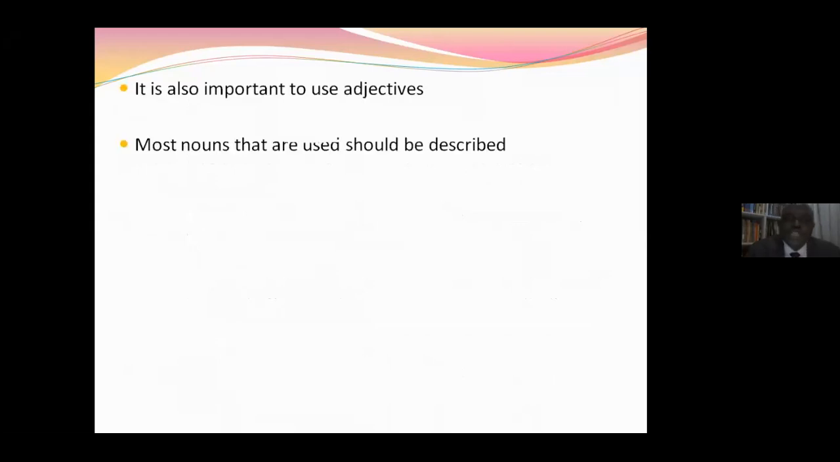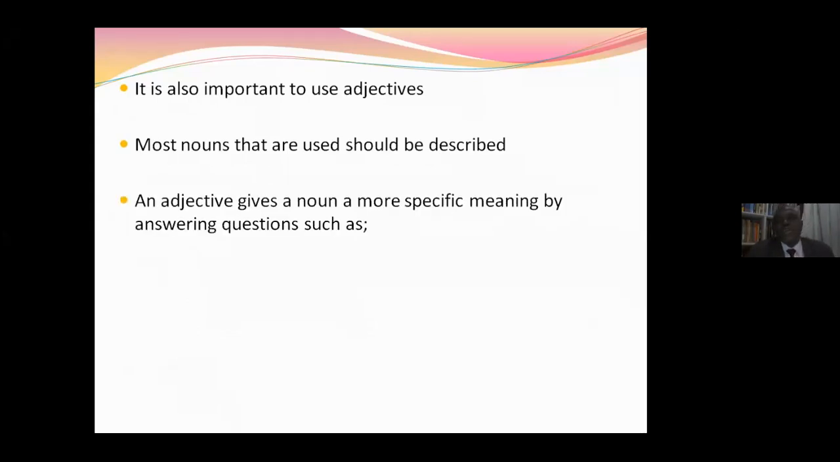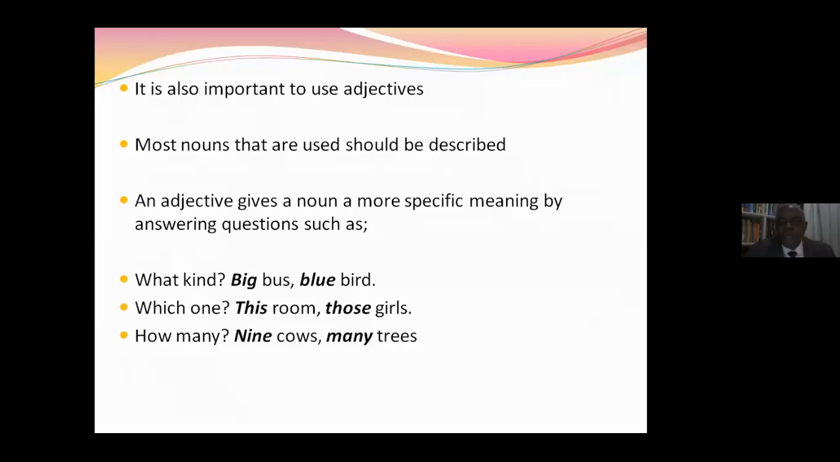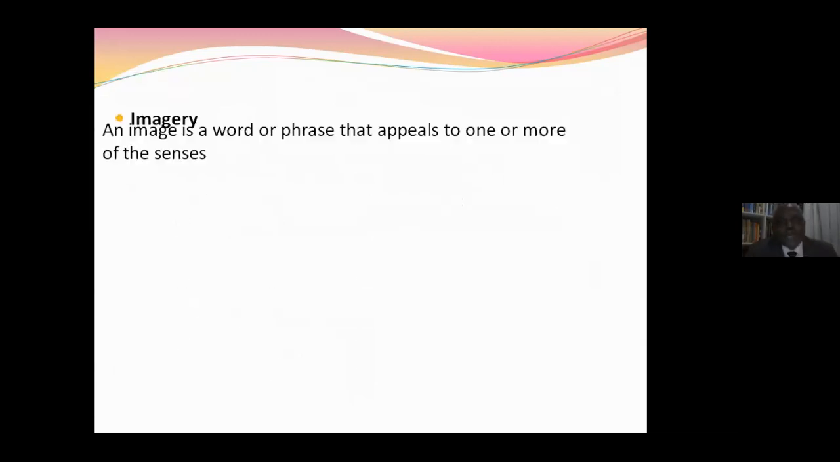It is also important to use adjectives. Most nouns that are used should be described. Imagine, if you simply say, I saw a girl, and you end there, you haven't described the noun girl. You say, I saw a beautiful girl, there'll be no question. I saw a stupid girl, there'll be no question. I saw a tall girl. Those are adjectives. And adjectives give a noun a more specific meaning by answering questions such as what kind, which one, how many, how much. So let us teach them, of course, it's an integrated approach, the structure of adjectives and then apply it to writing descriptive composition.